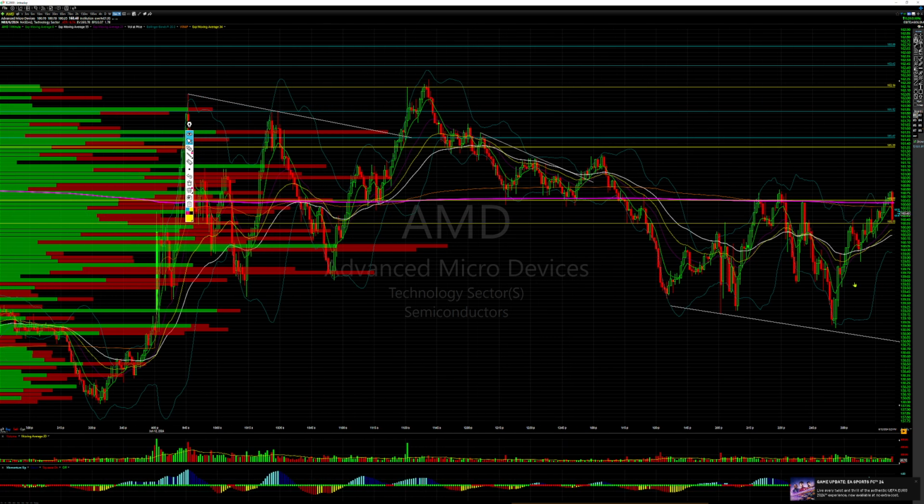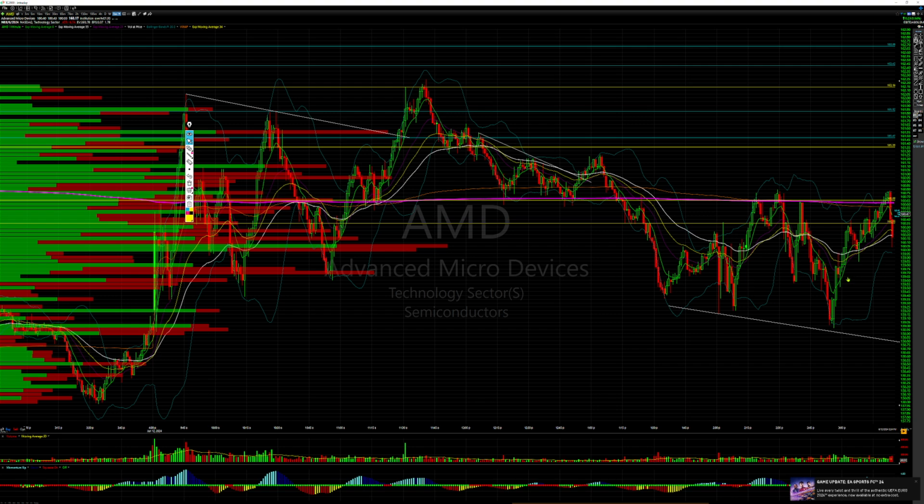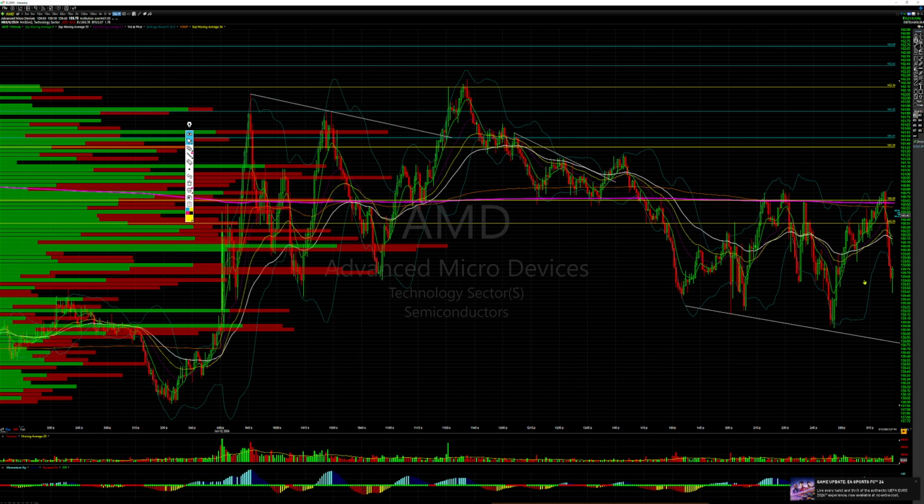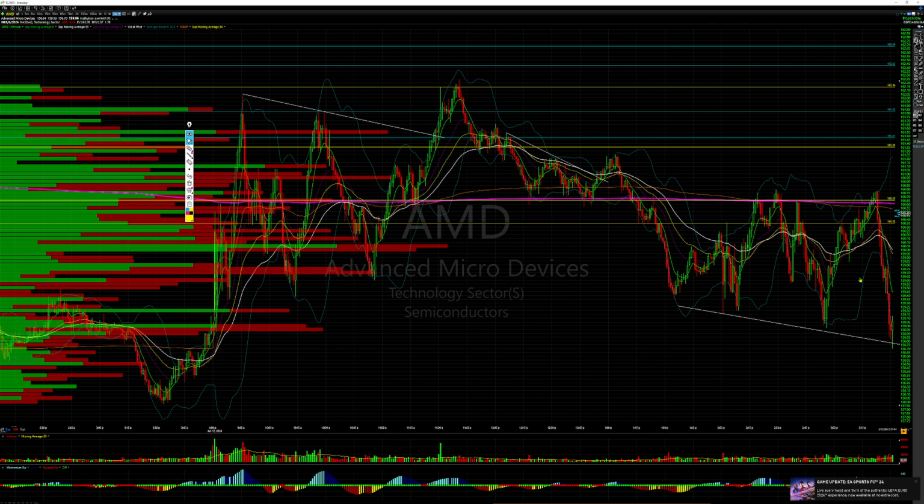So let's see. Man, it's testing you again. It's just so weak. Look at this. So weak. Do you guys notice the same pattern keeps happening over and over again? Look at this. Lower low, lower low, lower low. But it keeps pushing, right?